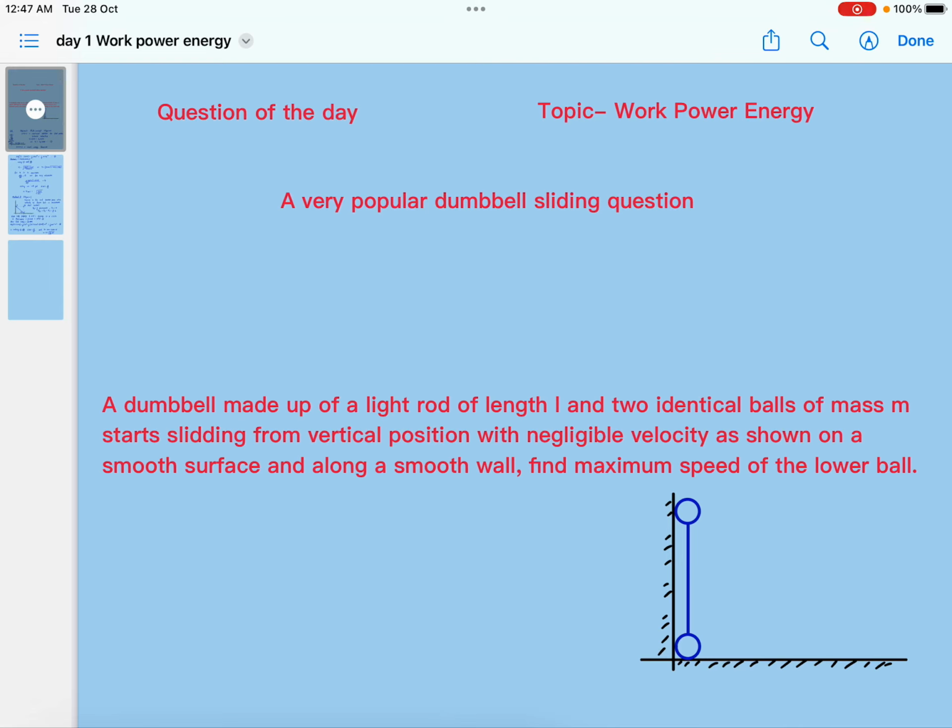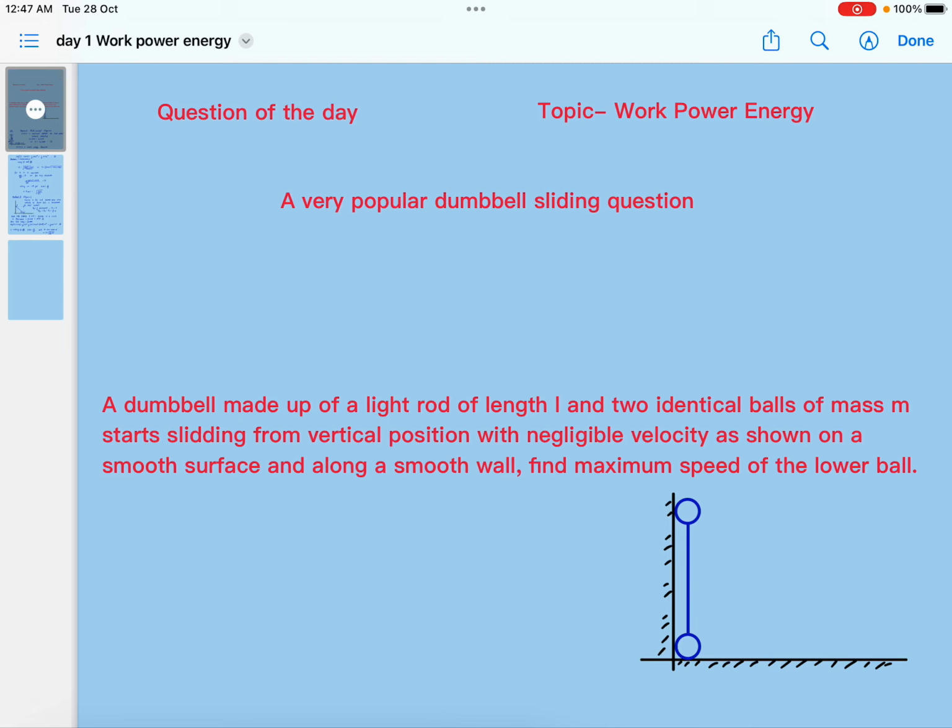A dumbbell made up of a light rod of length L and two identical balls of mass m starts sliding from vertical position with negligible velocity, as shown, on a smooth surface and along a smooth wall. Find the maximum speed of the lower ball. So that is the question.